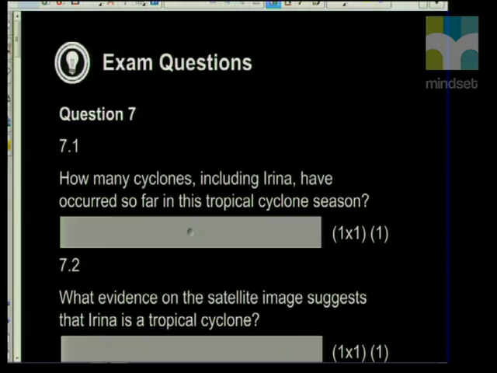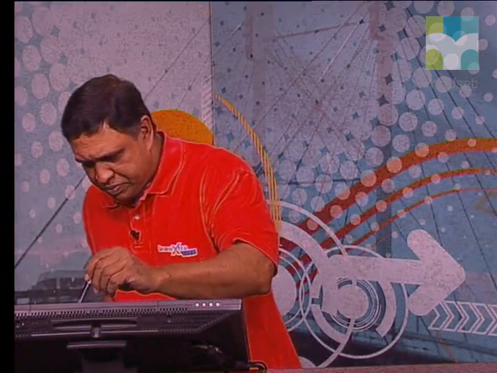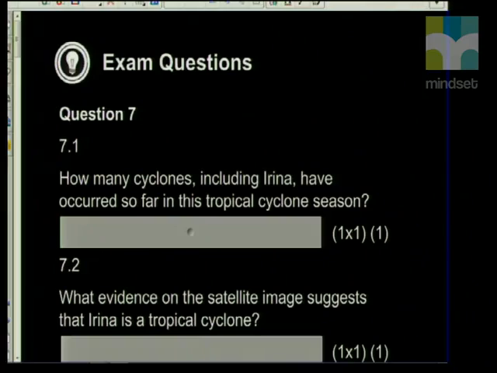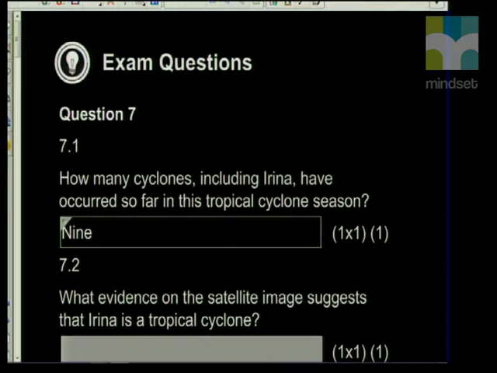Let's look at the questions. How many cyclones, including Irene, have occurred? You know already, cyclones are named according to the occurrence for that year, and I is the 9th letter. So obviously the 9th cyclone. More important, this confirms the tropical cyclone in the area. So it's 9. Please note, learners, it doesn't mean 9 have hit Durban. 9 have happened in the Indian Ocean, where it's known as a tropical cyclone.